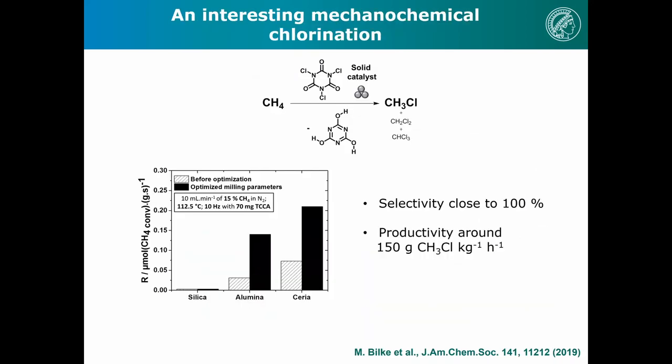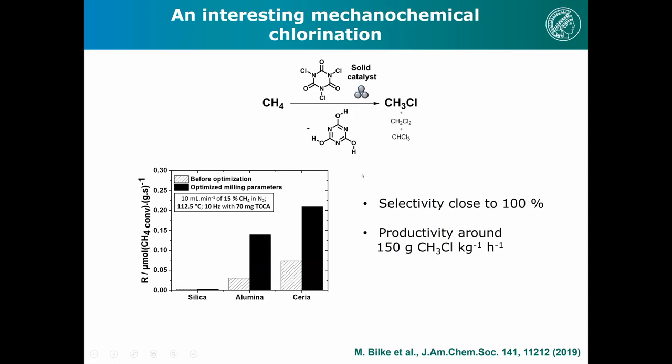Coming to the next, last example, this was also a very interesting mechanochemical reaction, the chlorination of methane, a very difficult to functionalize molecule, to monochloromethane. We do that with trichlorocyanuric acid. It's a relatively cheap compound. It's used for aquariums, chlorinating the aquarium without harming the fish. You can get it in the pet store. Actually, the chlorine is liberated, and you are left with cyanuric acid.